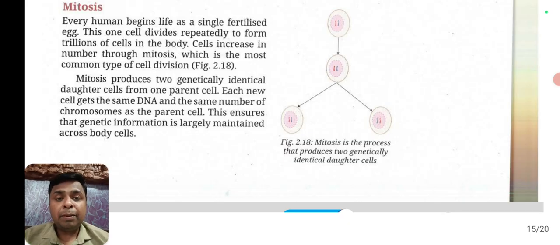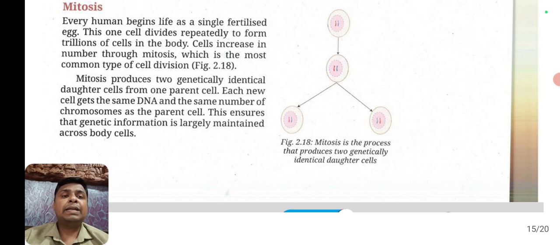So we are born from a mother and father. Initially we were a single cell. From that we have grown into multi-billion cells, that is our body. Many billion cells are there. That is because of cell division. So mitosis: one cell divides many times, and this is called mitosis.